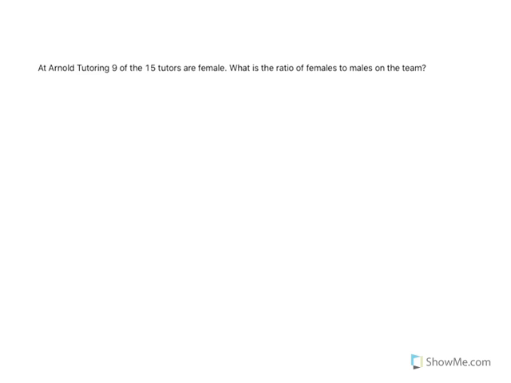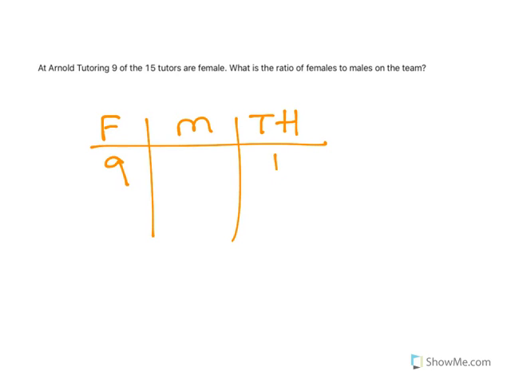Okay, today we're talking about SSAT prep questions, and the first one's a ratio question. At Arnold Tutoring, 9 of the 15 tutors are female, so we have female, male, total. I'm going to make a really quick chart. So 9, and there's 15 total, so that means there's 6 men.